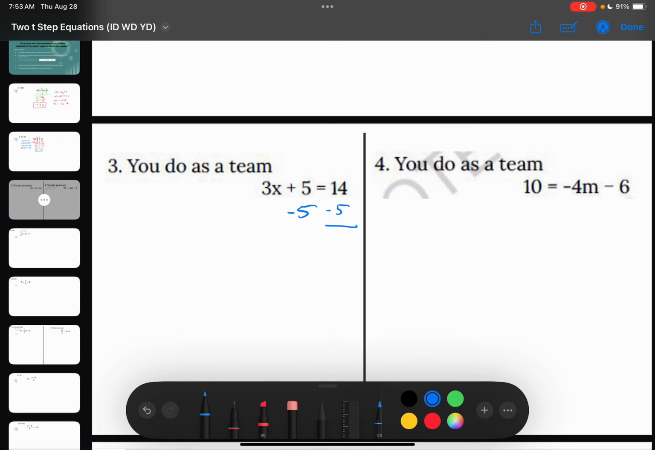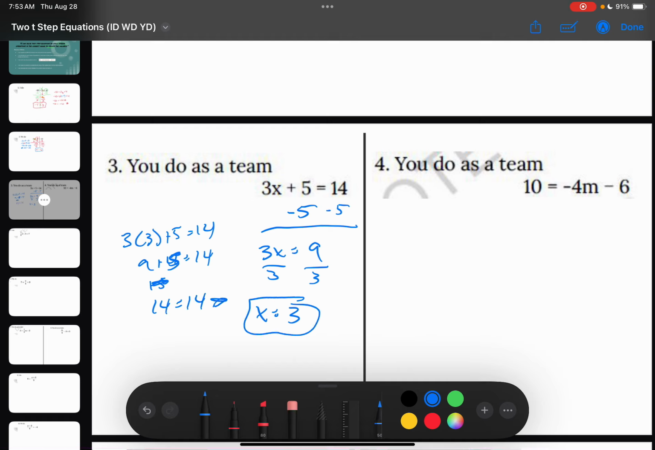Minus 5, minus 5. 3x equals 9, divide by 3, and x equals 3. 3 times 3 plus 5 should be 14. 9 plus 5 equals 14. And 14 equals 14. We're good.